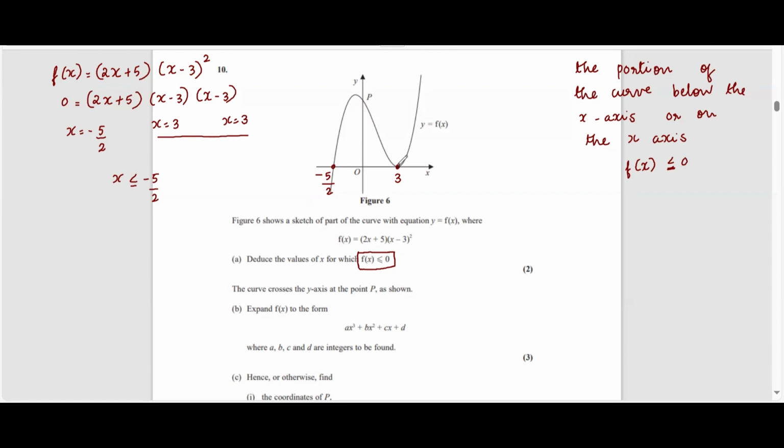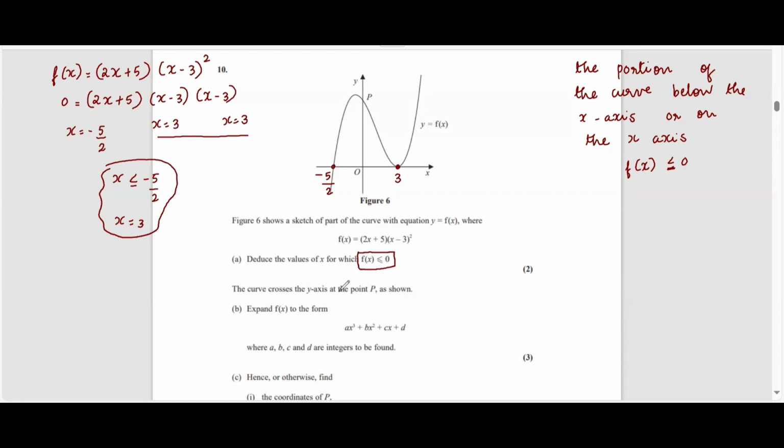Similarly, we have one more. When x equals 3, the curve is touching the x-axis. So at that point, your y value is 0. So therefore, x equals 3 is also another solution for that inequality.